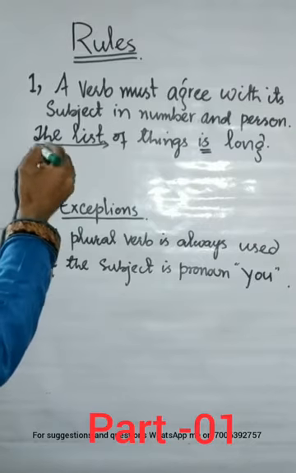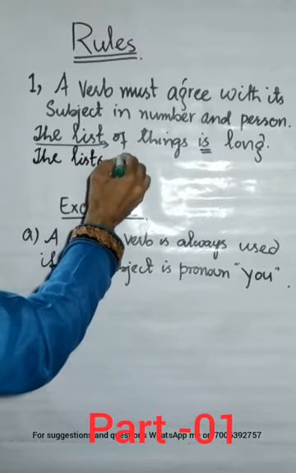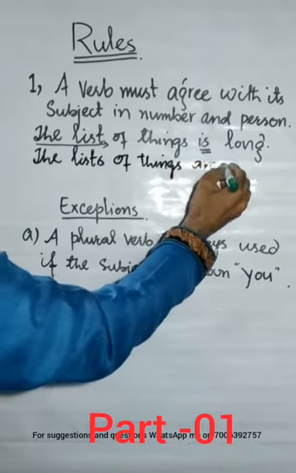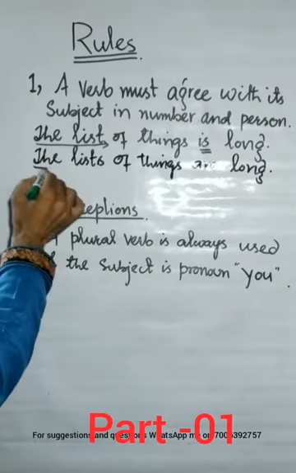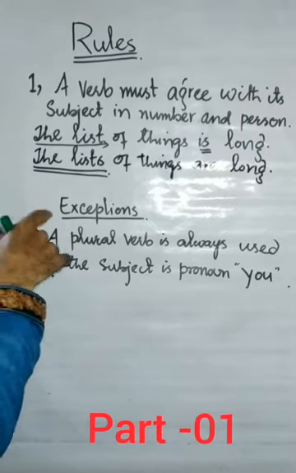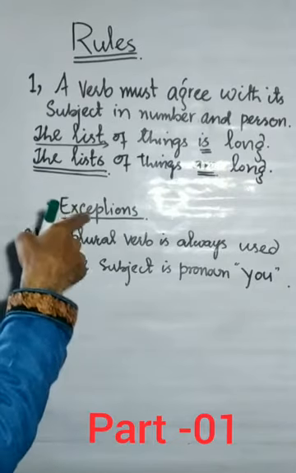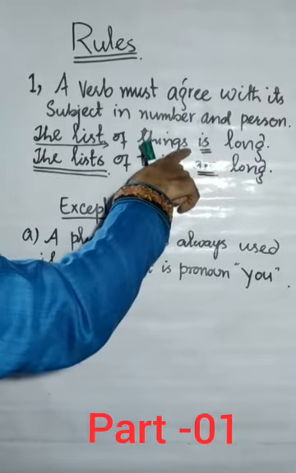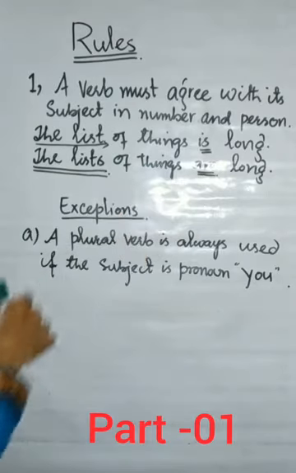Here another sentence. The lists of things are long. Here in second sentence, the subject is the lists. It is plural subject, lists. And we have to use plural verb are. So it's very easy to understand that if the subject is singular, we have to use singular verb, and if the subject is plural, we have to use plural verb.